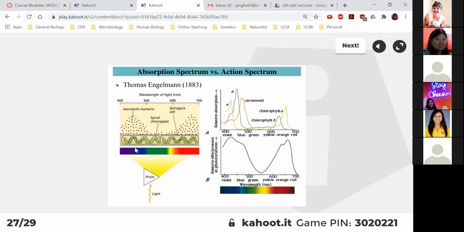So basically in the blue region, bacteria are very happily growing. In the red region, the bacteria are also very happily growing. But in the green region, the bacteria are not growing, because guess what? Spirogyra, just like land plants, cannot absorb green light. And then they cannot use that energy spectrum for performing photosynthesis.